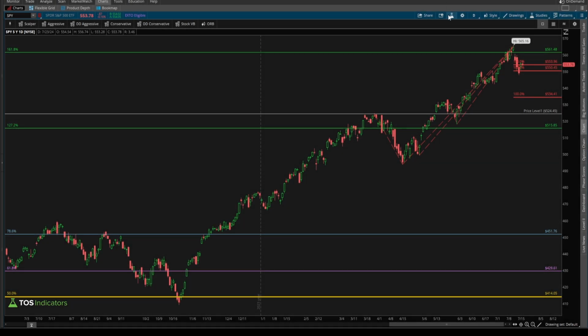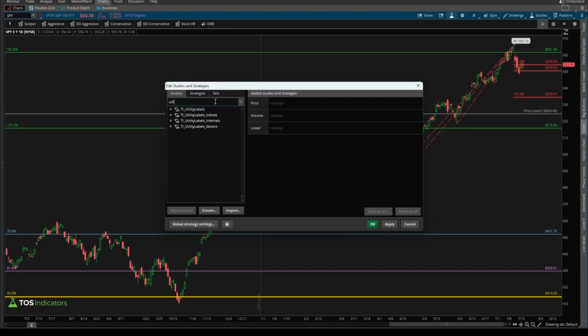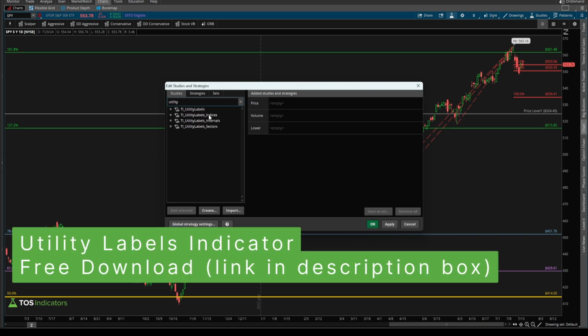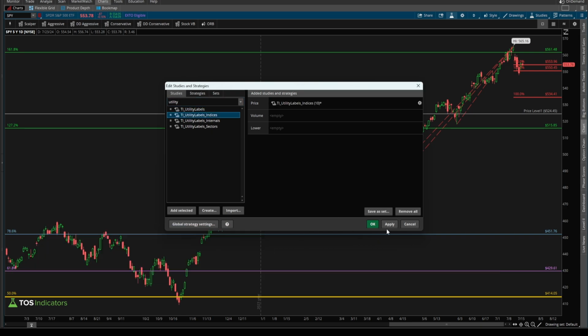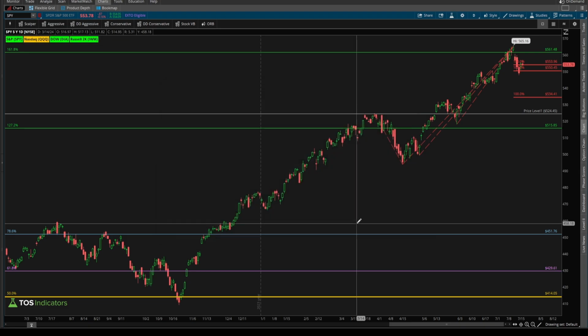In today's video, I'll show you a simple way to make sense of what's happening in the market with our free utility labels indicator. I'll start by loading on our index utility labels first. These are for the 4 index markets.